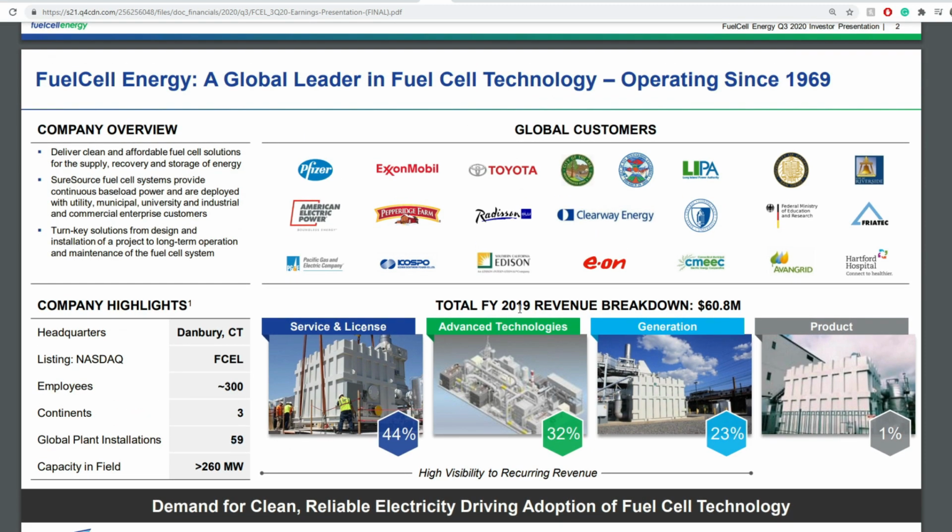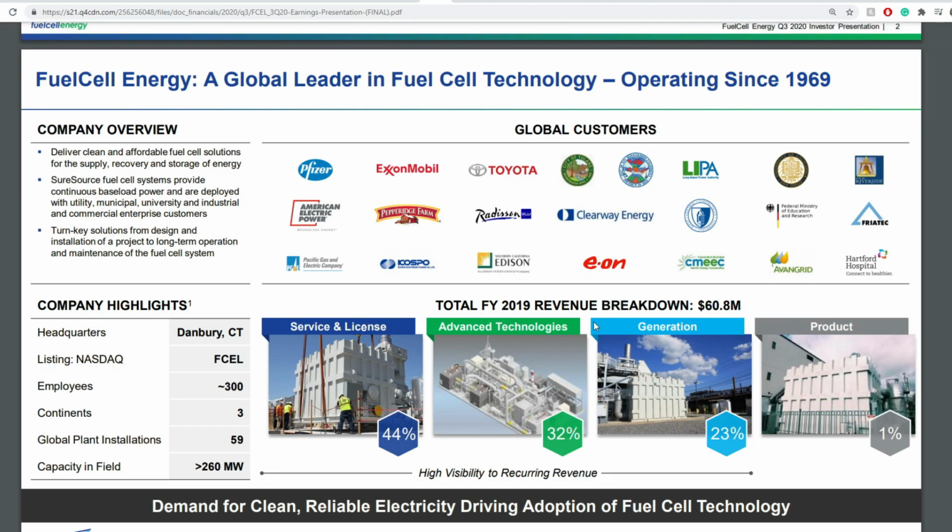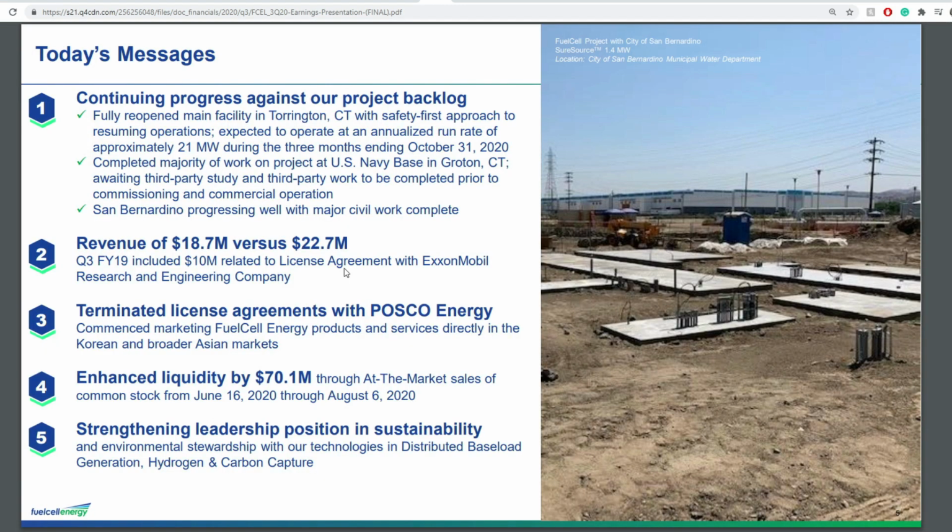We can move on as well, but quickly we'll look into the global customers, including Pfizer, Radisson, Pacific Gas and Electric Company, etc. So we can move on. Today's message, continuing progress against our project backlog, fully reopened main facility in Torrington, CT. The safety-first approach to resuming operations expected to operate at an annualized run rate of approximately 21 million watts during the first 3 months ending October 31st, 2020.